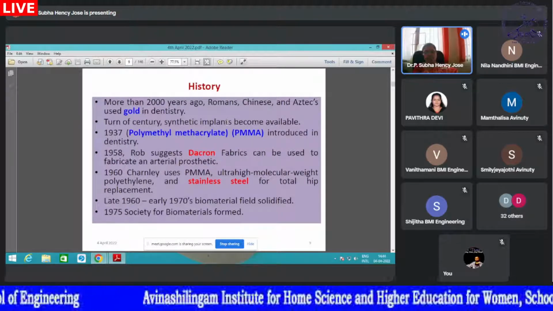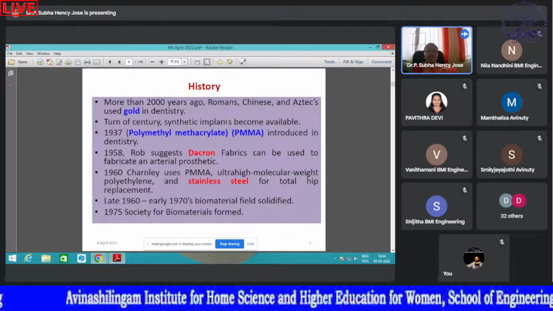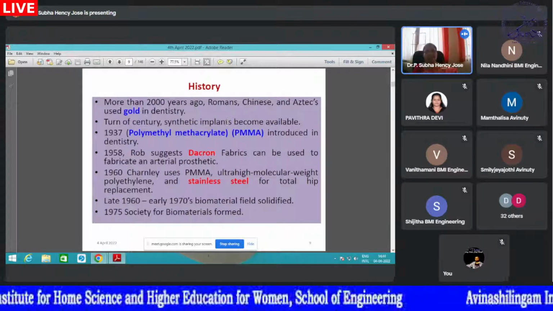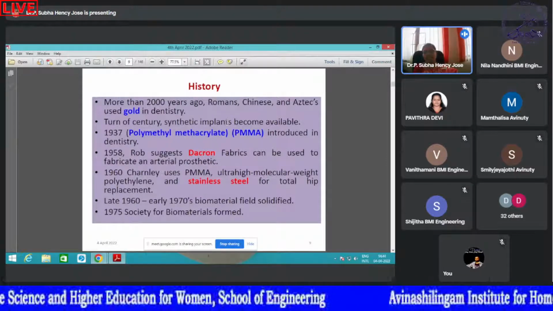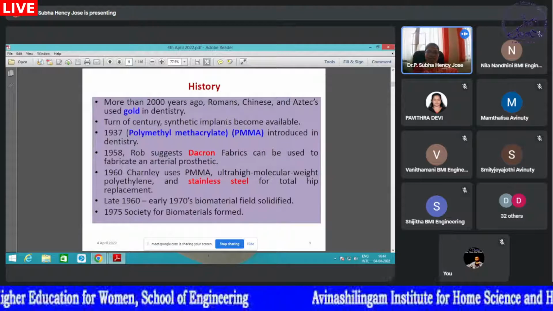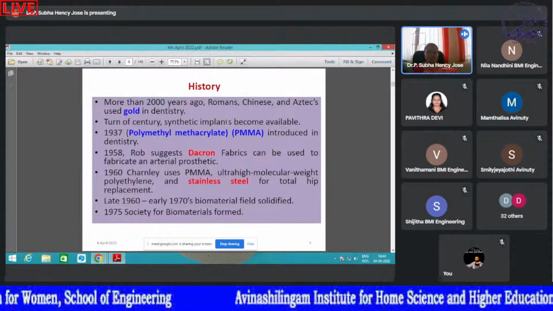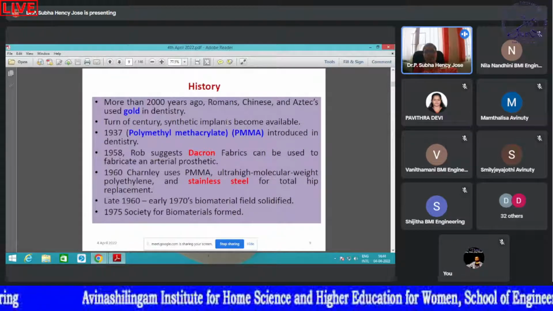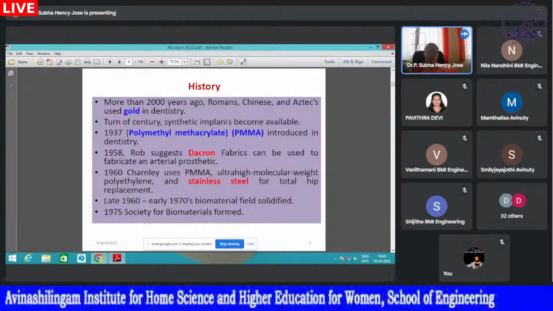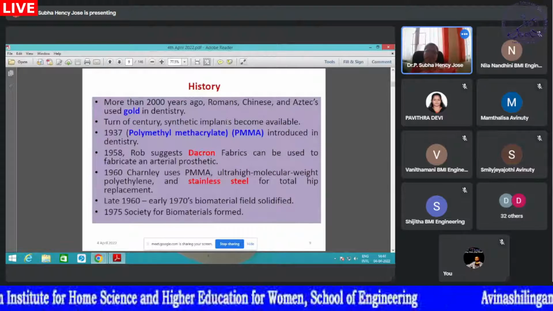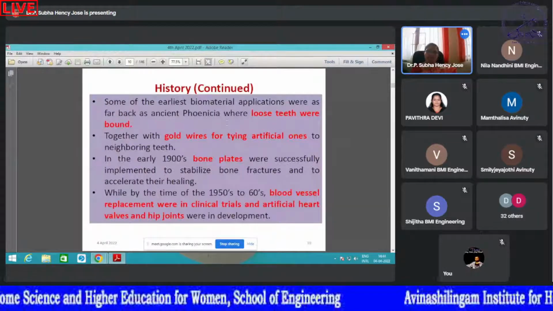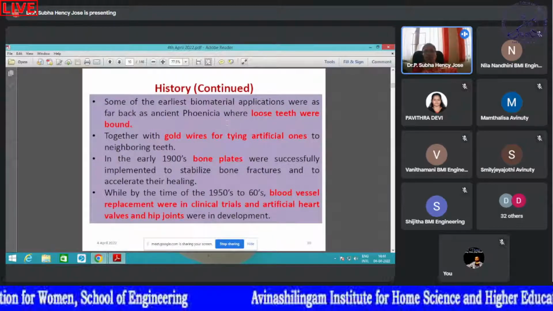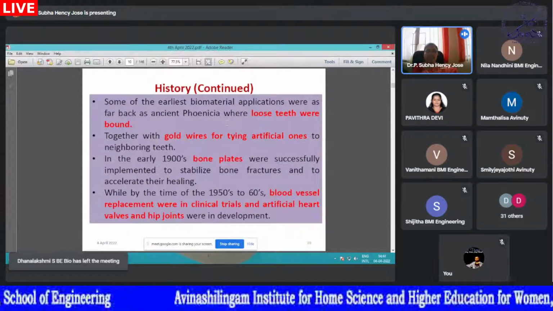And you can also see that in the 1960s and 1970s, there was a specialized field, and that is known as the biomaterials field. And in 1975, you had the Society for Biomaterials. Now we have the Society for BMIE, the Biomedical Engineering Society. Likewise, there was a separate society which was initiated in the year 1975. And the old applications include where loose teeth were bound together.